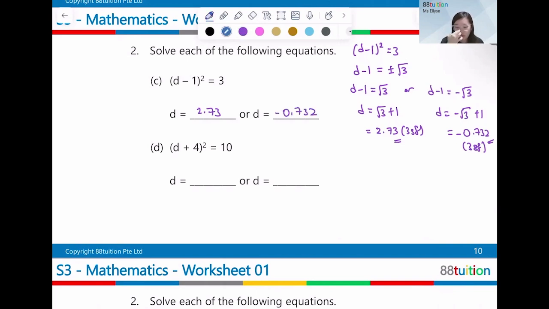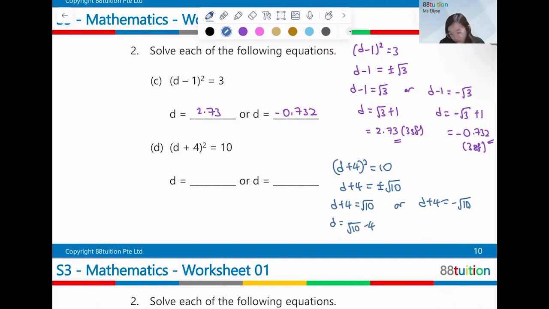Okay, so for the next question, same thing. You have d plus 4 square equal 10. Then you square root both sides. It is a plus minus square root 10. Then you have d plus 4 equal to the positive square root 10. Then you have d plus 4 equal to the negative square root 10. Then you just go ahead to solve them.